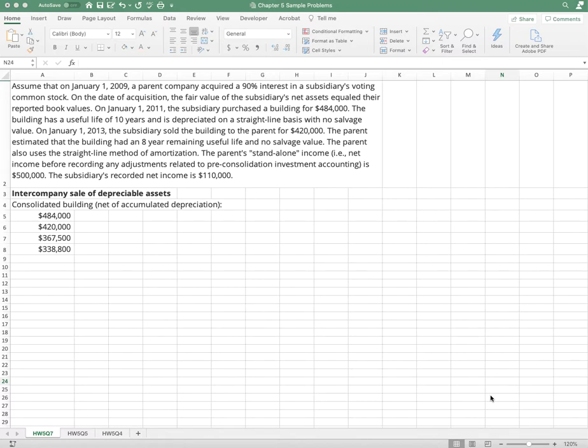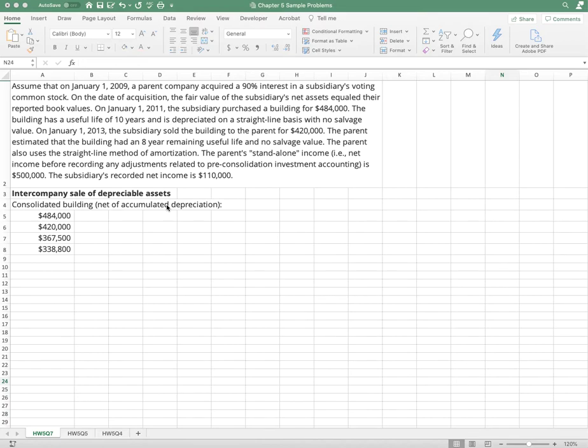The parent's standalone net income is $500,000. The subsidiary's recorded net income is $110,000. And the question is asking, what is the consolidated building net of accumulated depreciation?